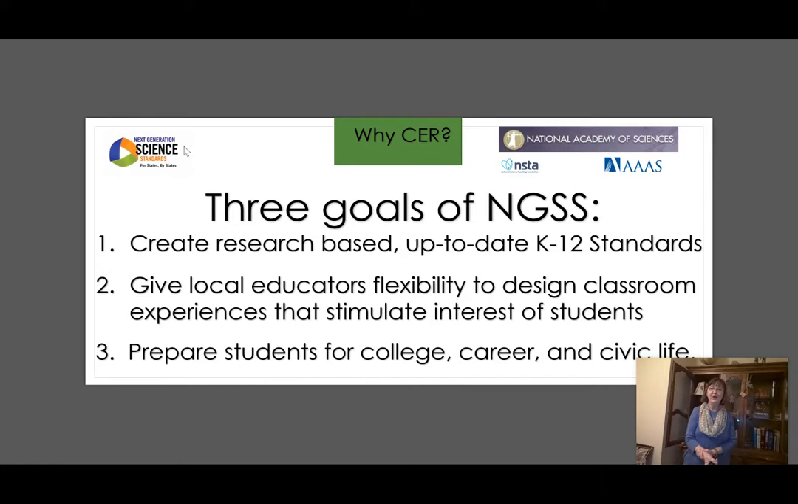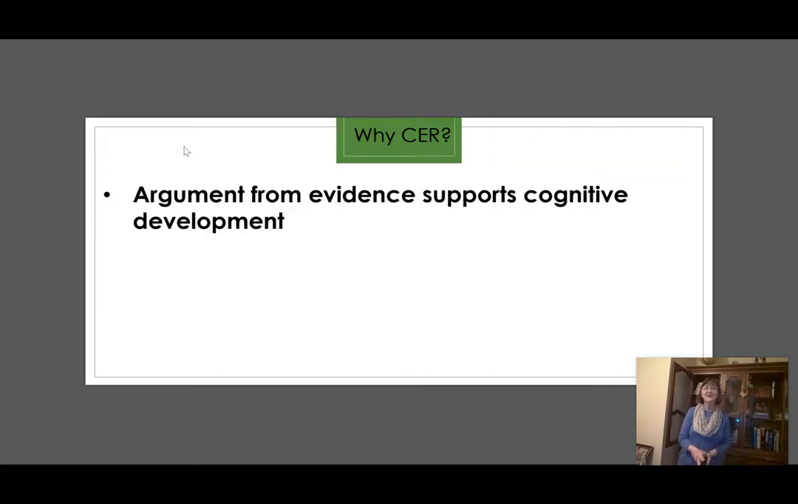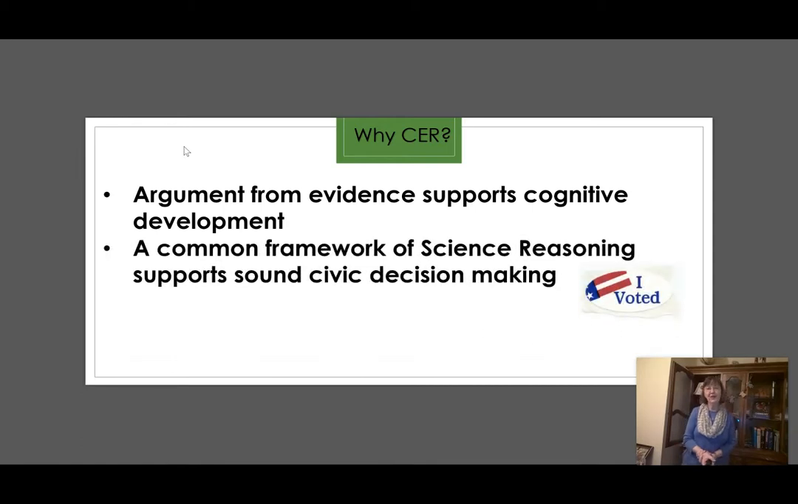The third reason they wanted to develop these standards, and the third goal, was to prepare students for college, career, and civic life. Now, not all our students will go to college. Not all of our students will enter lucrative careers such as plumbing or being an electrician or an HVAC owner, but all of them will be citizens, and they will all have a civic life. So as you think about another reason to use claims, evidence, and reasoning in your classroom, consider this. A common framework of science reasoning can support sound civic decision-making.